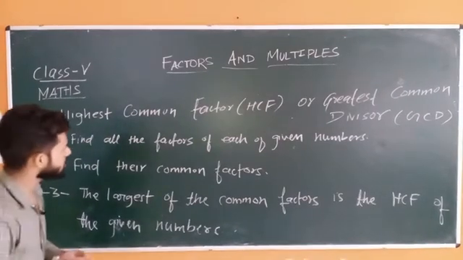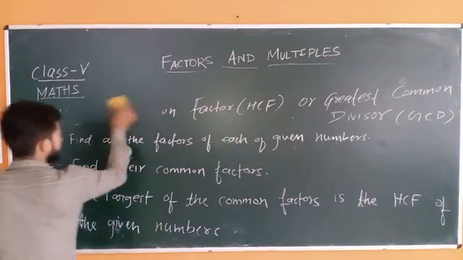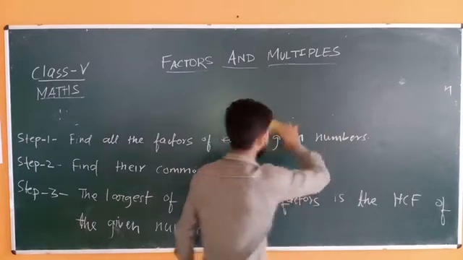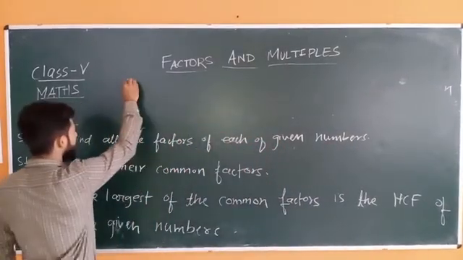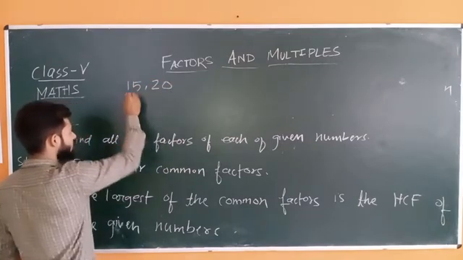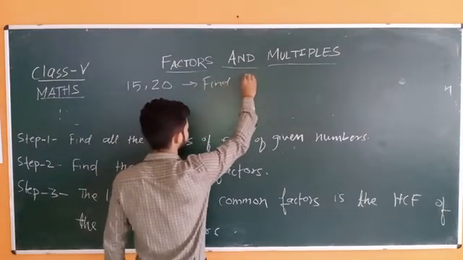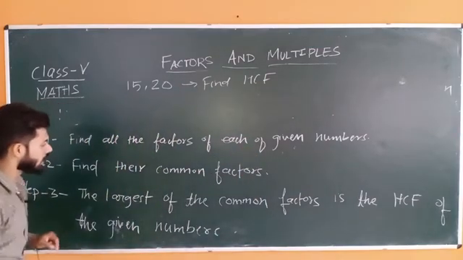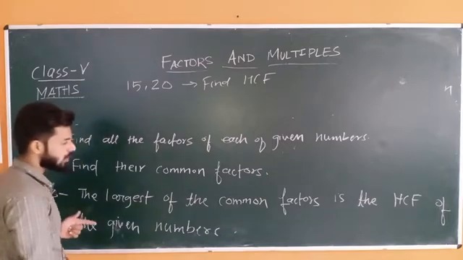So let us try to understand with the help of an example. Okay, you can easily get the concept. Take a small example like 15 and 20. Find the HCF of 15 and 20. So what is the first step? You have to write down the factors of both the numbers.